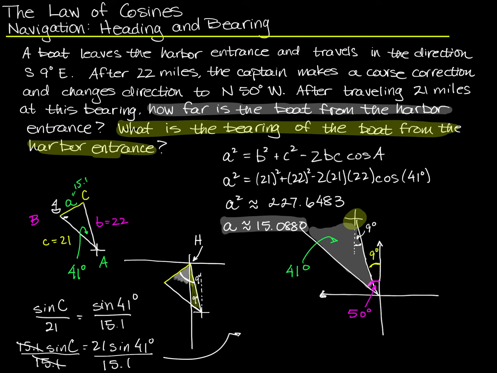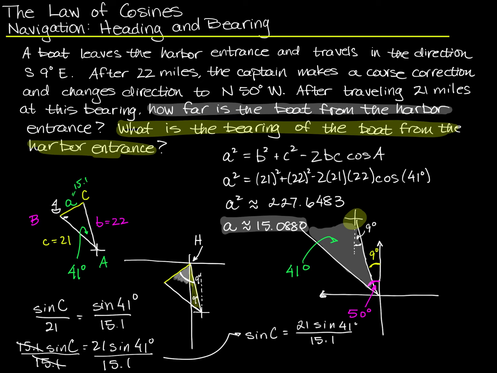Those cancel. I end up with the sine of C is equal to 21 times the sine of 41 degrees over 15.1, which on the calculator looks a bit more like this. 21 times the sine of 41, the calculator is in degree mode, divided by 15.1, which was my A value. How did I get that? I got it by taking the square root of this rounded value. And I got that by doing this computation here.